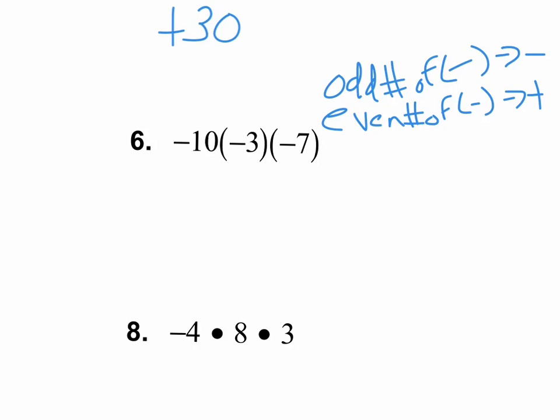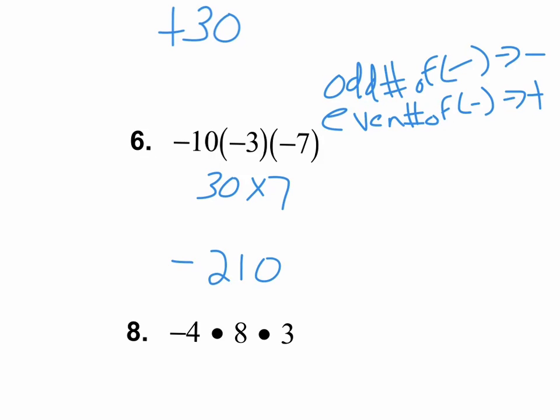So if I look at number 6, I have 1, 2, 3 negative signs. So that's odd. 3 is odd, so odd number. If I look at the odd number of negatives, we would get a negative. So this ending should be a negative, and then you can just multiply it like normal. So 10 times 3 is 30. 30 times 7 is 210. Okay, that is another way of thinking of it.